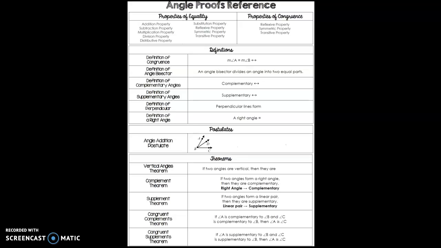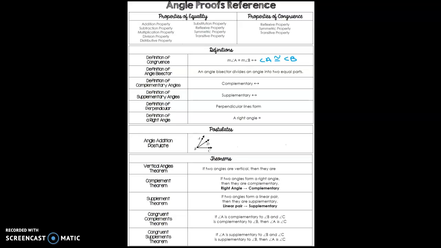And I'm going to go through these kind of quick. So if you ever need to pause the video and make sure that you're writing down everything that's on here, please do. So let's go ahead and get started. So the measure of angle A is equal to the measure of angle B. So then we know that angle A is congruent to angle B.